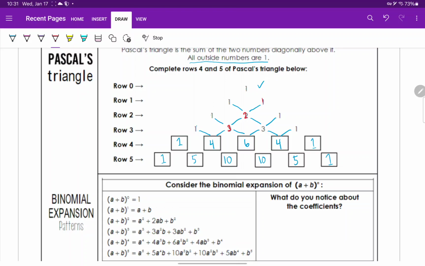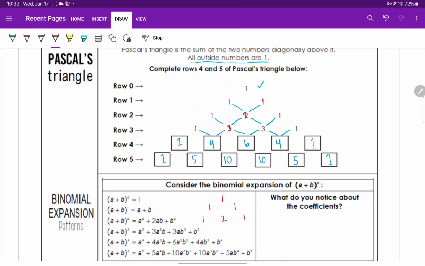Now, one thing I do want to point out is that the first one says anything raised to the 0 power is 1. For the second one, a plus b raised to the first power is just a plus b. If you think about the coefficients for a plus b, that's going to be 1 and 1. Now, a plus b squared is like taking a plus b times a plus b, and when you FOIL it out, you get a squared plus 2ab plus b squared. Now, if you think about the coefficients here, we would have 1, then 2ab would just be a 2, and then b squared would be a 1.